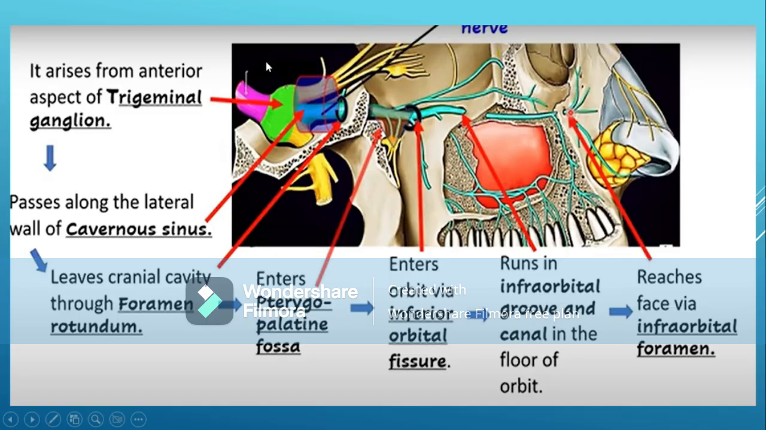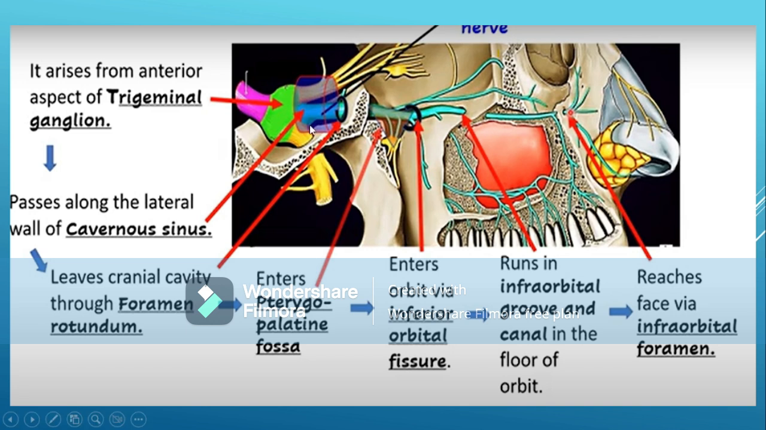Here is a more proper view. This is the trigeminal nerve. It runs through the lateral aspect of the cavernous sinus. After that, it leaves the cranial cavity through the foramen rotundum. After that, there is the pterygopalatine fossa, then the inferior orbital fissure. It runs through the groove and canal of the infraorbital, and it comes out onto the face by the infraorbital foramen.